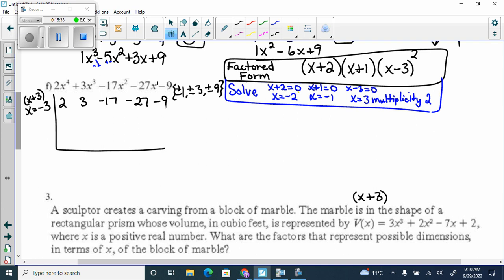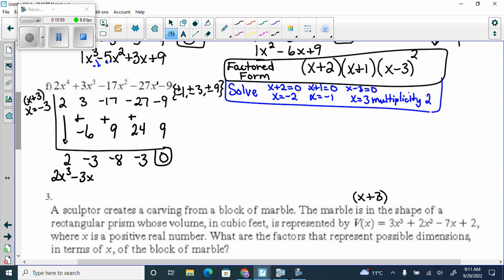Okay. Drop the 2. 2 times negative 3 is negative 6. Add it is negative 3. Multiply is 9. Add it is negative 8. Multiply is 24. Add it is negative 3. Multiply is 9. Add it is 0. We are happy. Now we have 2x cubed minus 3x squared minus 8x minus 3. And what's our next one? X equals negative 1.